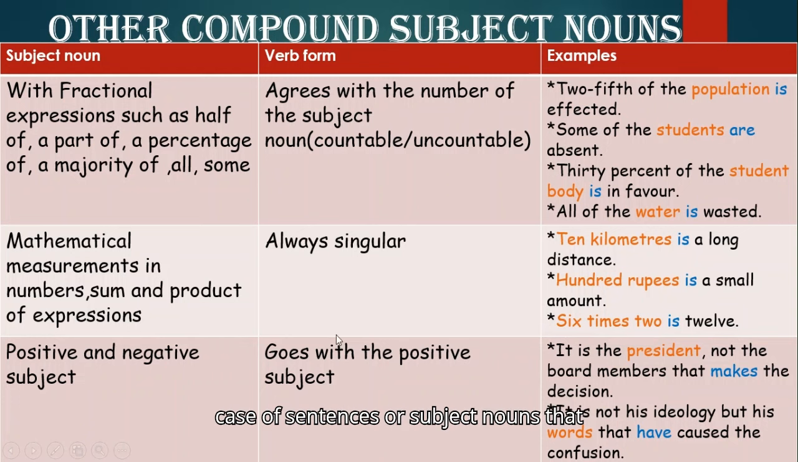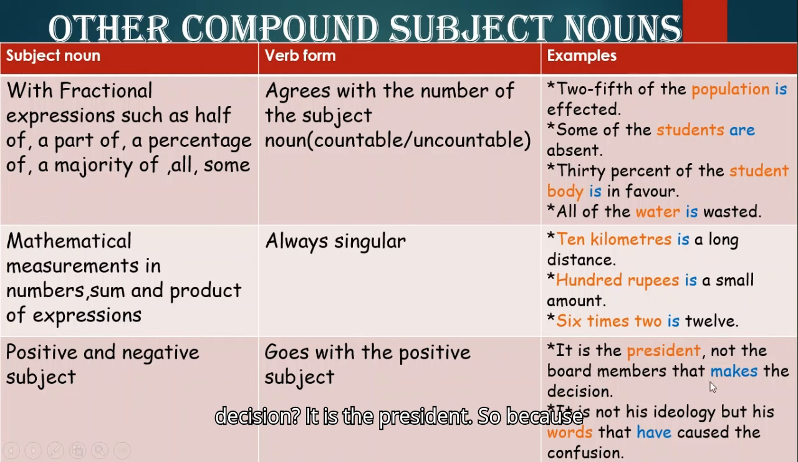Now in case of sentences or subject nouns that give away positive or negative action, depending on that, the verb form goes with the positive subject or the subject that is actually doing the action as opposed to the other one that is not doing the action. So let's see this sentence: it is the president and not the board members that makes the decision. So there are two subject nouns here. One is the president and the other one is the board members.